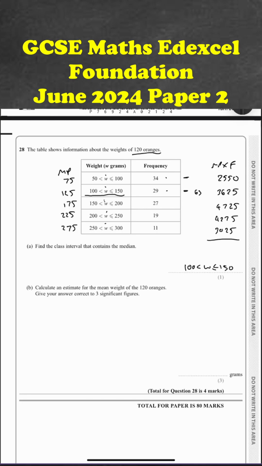So we'll add these up: 2550, 3625, 4725, 4275, and 3025, just doing this on my calculator. We get 18,200. So we're going to do 18,200 divided by 120, and we get 151.6. They wanted 3 significant figures, so 152 is our answer. And that brings us to the end of the paper.